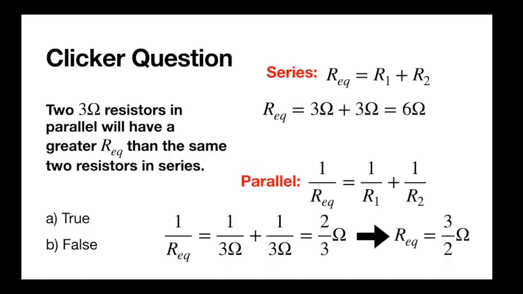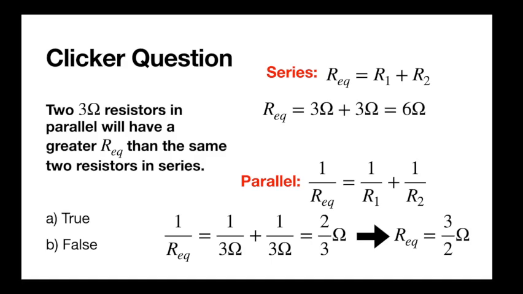Right, so I didn't have these labeled just so you could exercise your memory there. But the first equation is for series. That's just one after another. In that case, the equivalent resistance is just adding them together. So R equivalent is 3 ohms plus 3 ohms, and we get 6 ohms. So in series, 6 ohms is just 2 3 ohm resistors next to each other.